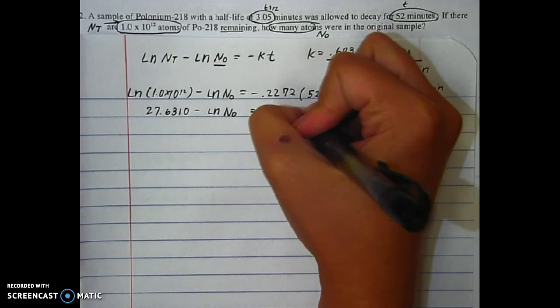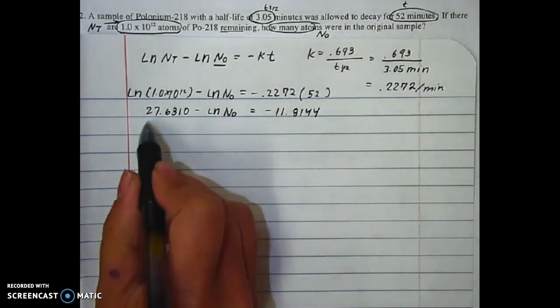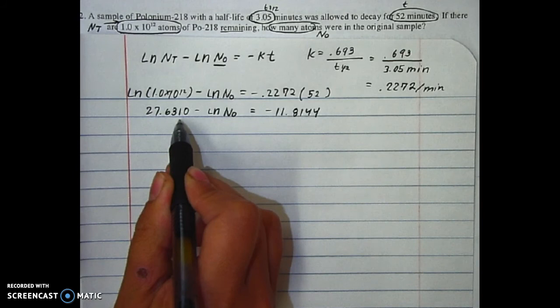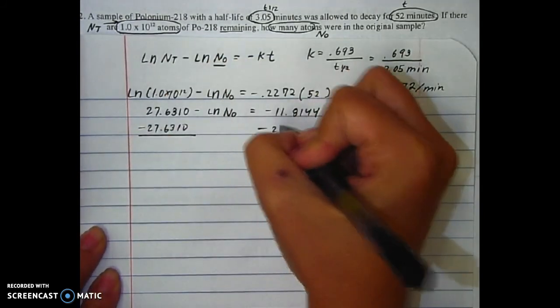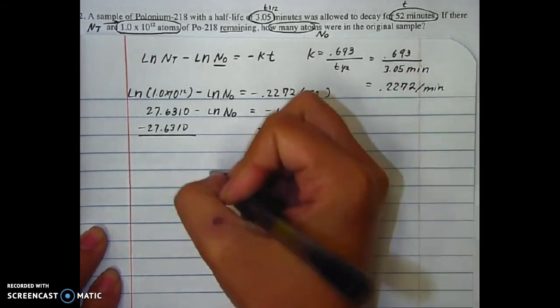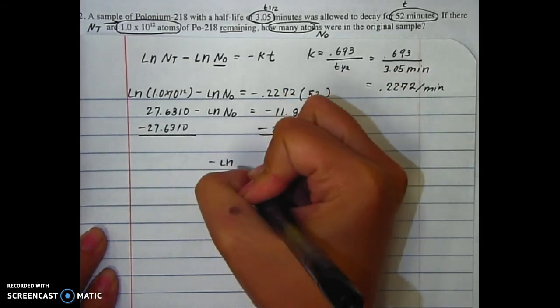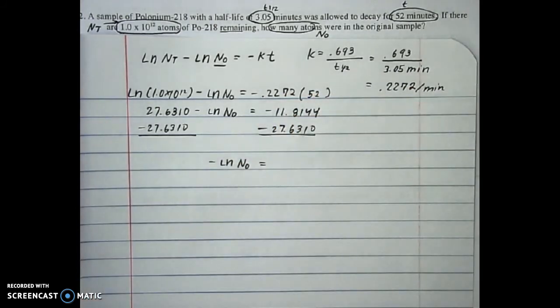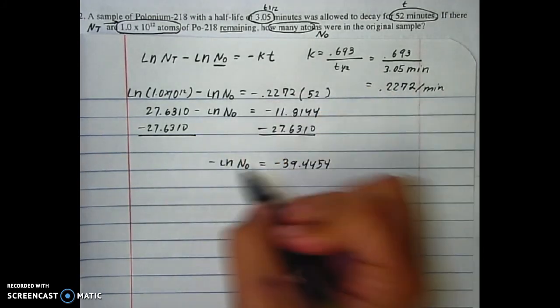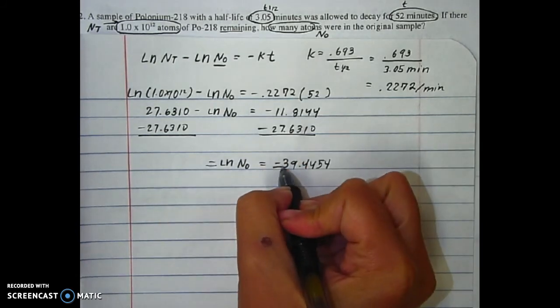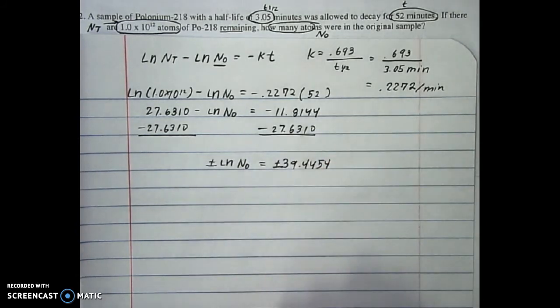Negative 11.8144. Okay, and now I want to get rid of the 27.6310, so I'm going to subtract both sides by that number to get rid of it. Okay, now on this side I have a negative natural log left over. And if you take negative 11.8144 minus 27.6310, negative 39.4454. And there's a negative here and there's a negative here, so that cancels out, just becomes positive.